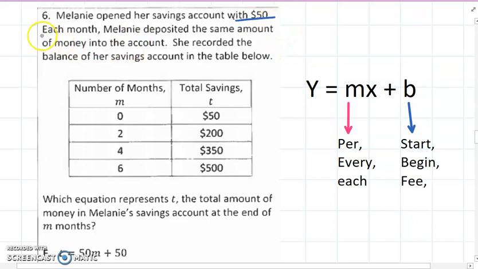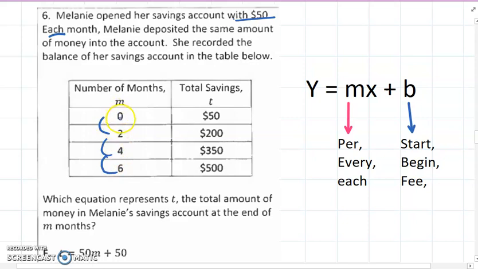And then, look what it says there, each month, Melanie deposited the same amount of money into the account. So then, how much did she deposit per month? Which equation? Well, that's what they want to know. Okay, well, how much is it per month? Well, what you can do is you can find a pattern.